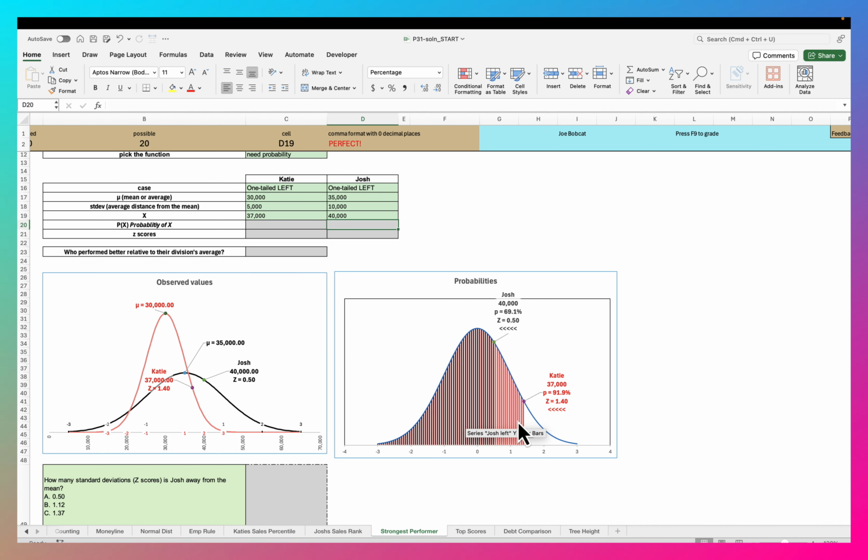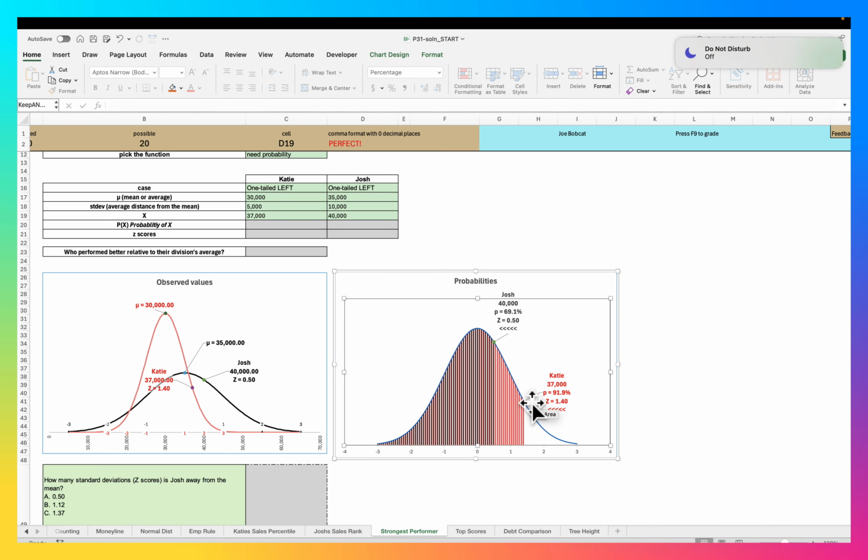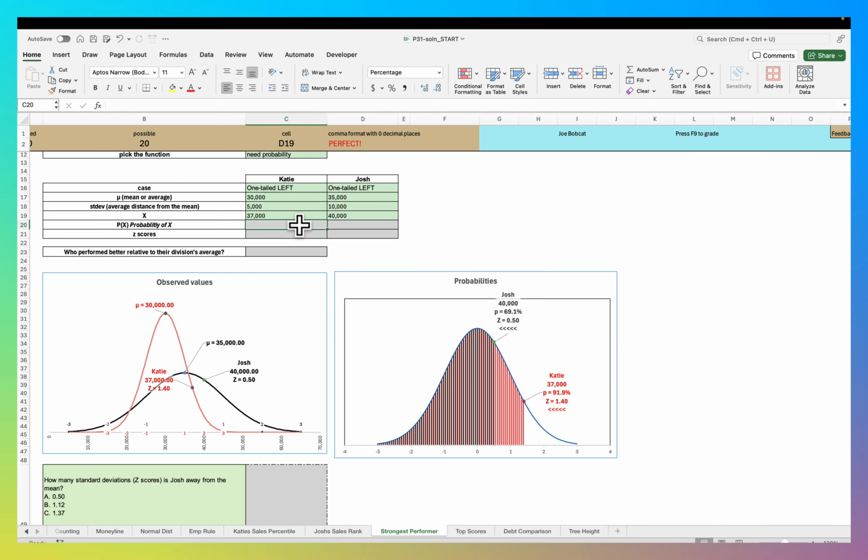So what is this plotting? This is plotting everybody according to their standard deviation, right? And now you can see Katie's in the 91st, almost 92nd percentile, and Josh is just in the 69th percentile. So she's clearly the better performer relative to her peers in her division. But let's go ahead and finish off how we actually calculate this.